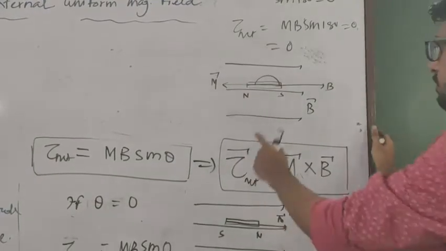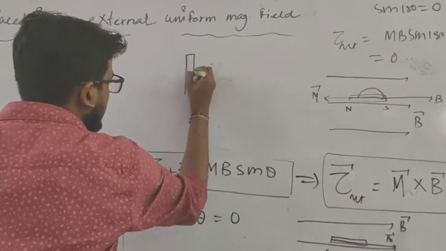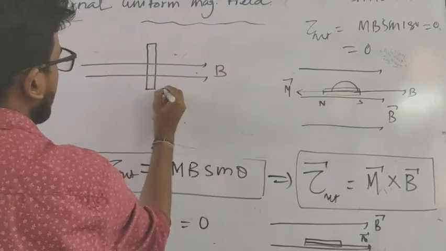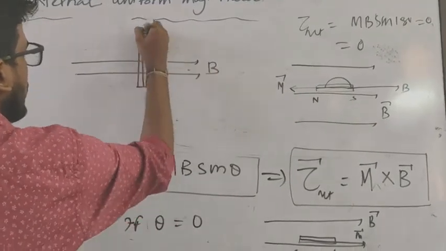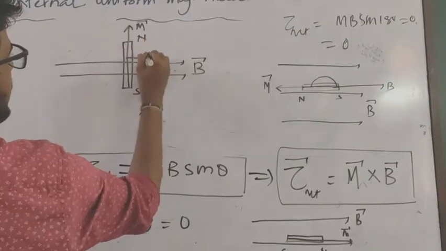0. Clear? But when the dipole is placed perpendicular to the external magnetic field, like this, with south, north, and this is the direction of M, here the angle between B and M is 90.